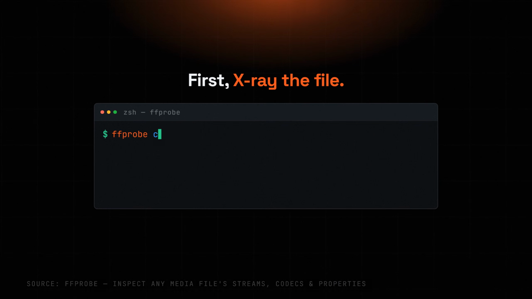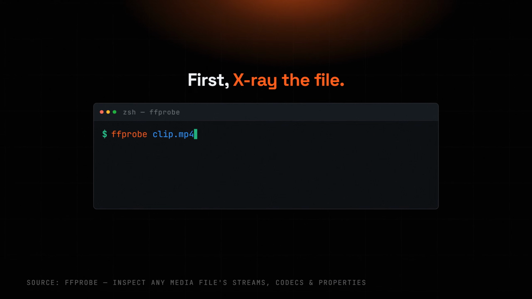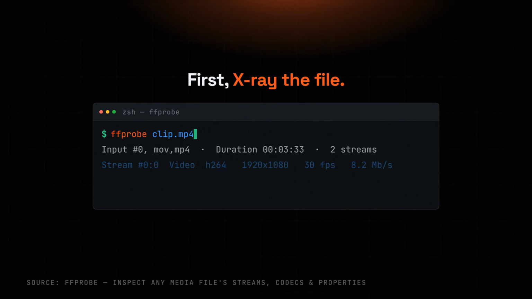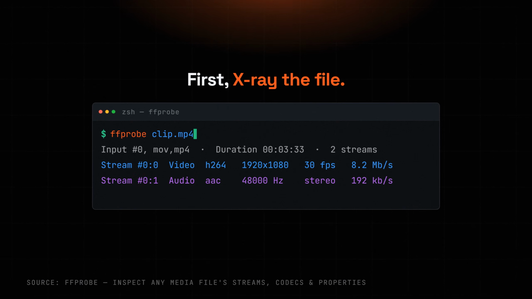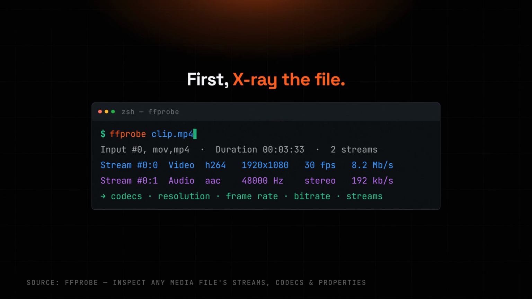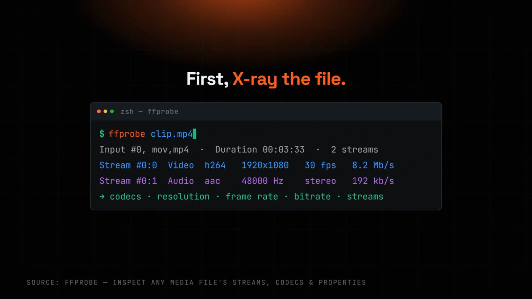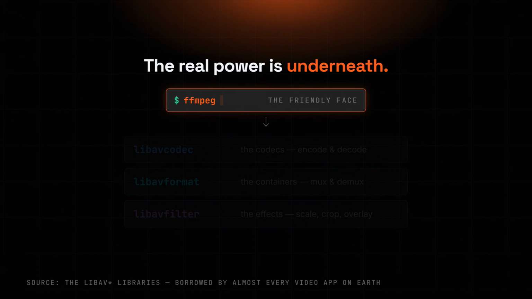It even ships with a partner tool called FFprobe. Point FFprobe at any file and it tells you everything inside, the codecs, the resolution, the frame rate, the bit rate, how many streams there are. It is the X-ray you run before you touch a single thing, but that friendly command is only a face.